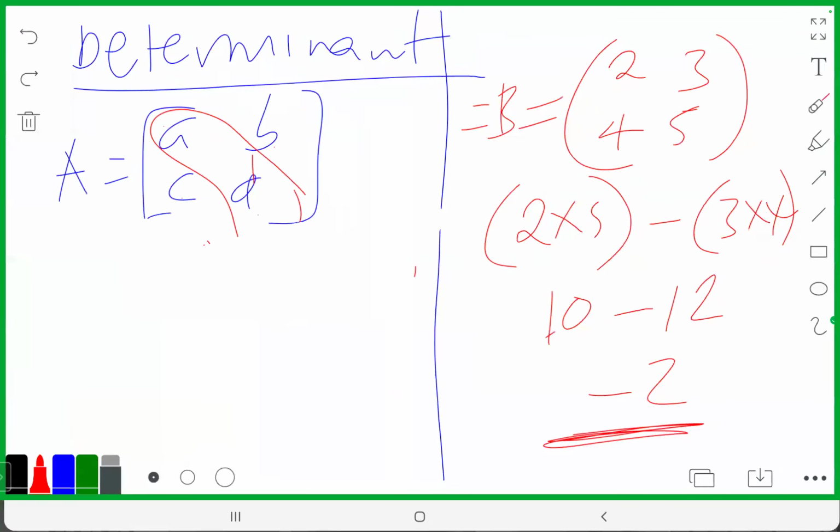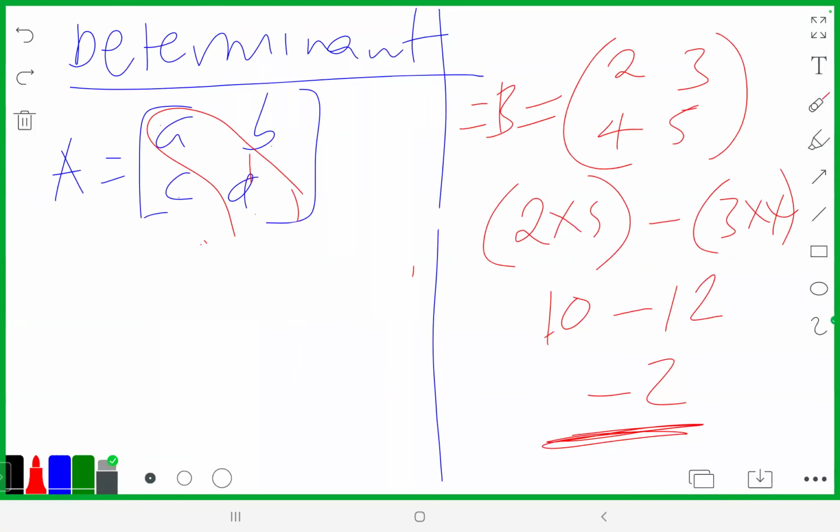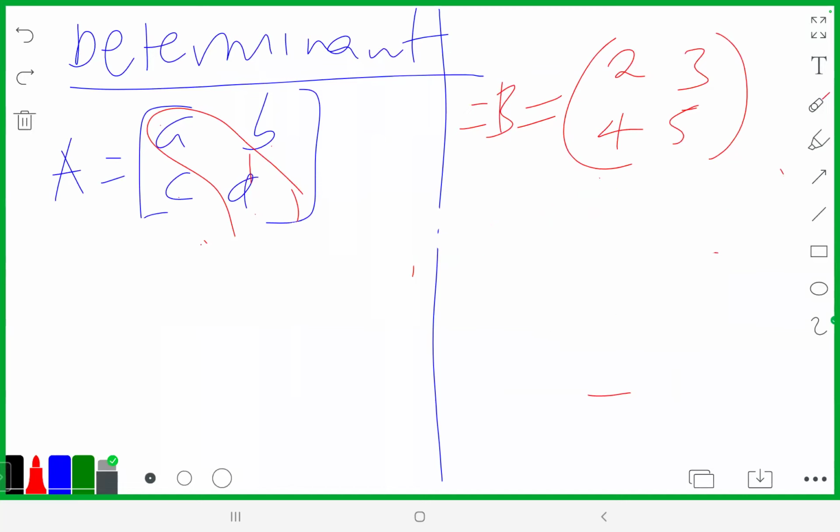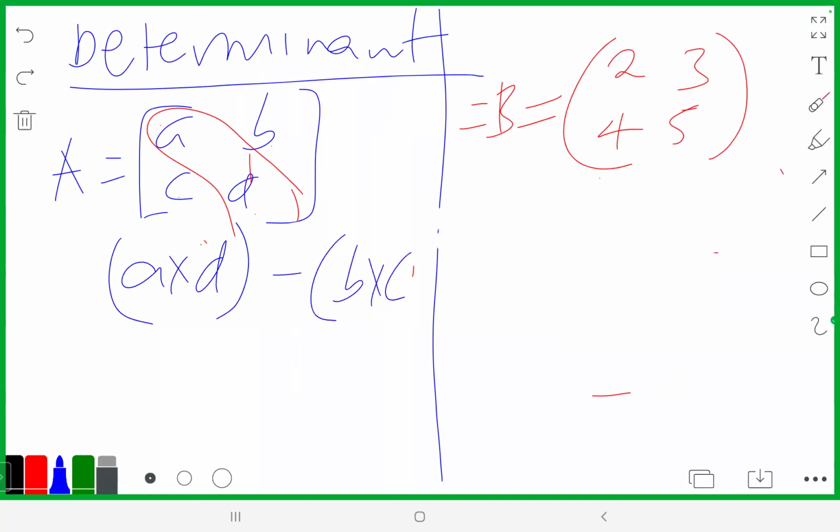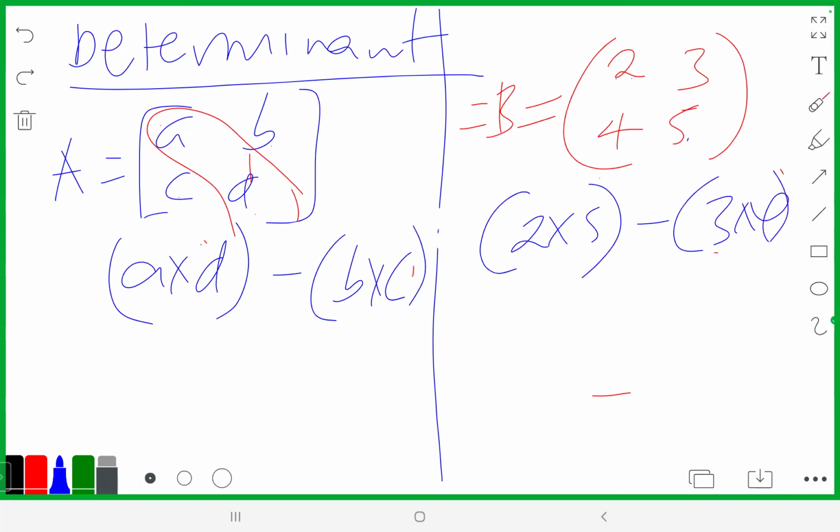So I was saying, to find the determinant, you take the product of the major diagonal minus the product of the minor diagonal. In this case, you can say A times D minus what? B times C. This will give you the determinant. If you're using numbers, you can say 2 times 5, giving you 10, minus 3 times 4, giving you 12. So that your determinant is negative 2. Did you get that one?